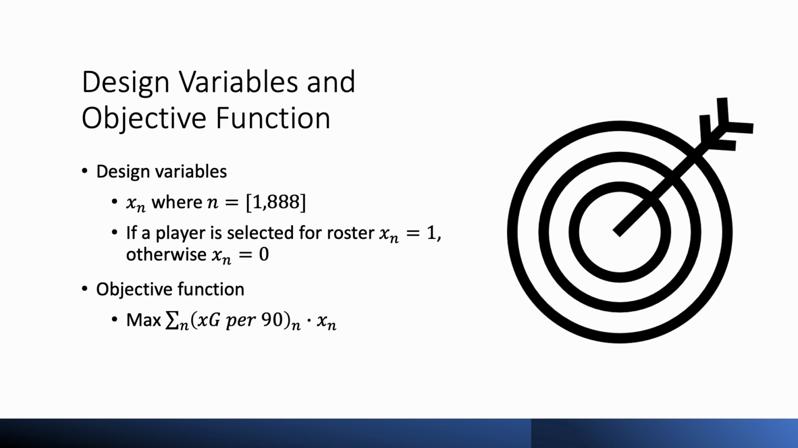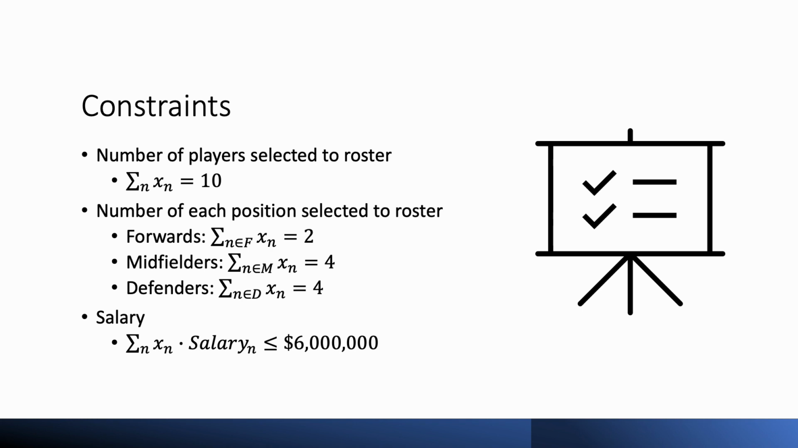The objective function was defined as maximizing the sum over n of expected goals per 90 sub n times x sub n. The program is subject to the constraints of the number of players selected to the roster, which is defined by the sum over n of x sub n equals 10, the number of each position selected to the roster, where the number of forwards equals 2, midfielders equals 4, and defenders equals 4. Finally, salary, which is defined as the sum over n of x sub n times salary sub n, is less than or equal to $6 million.